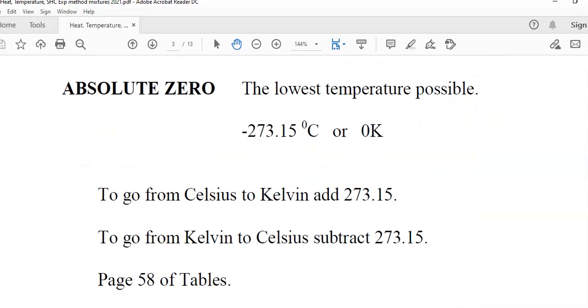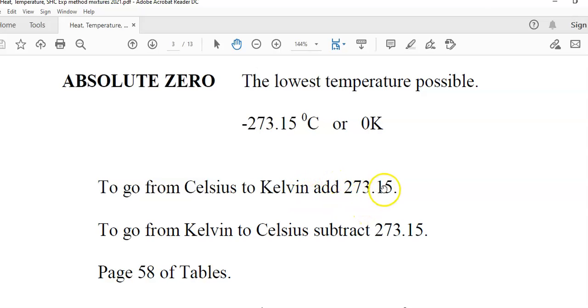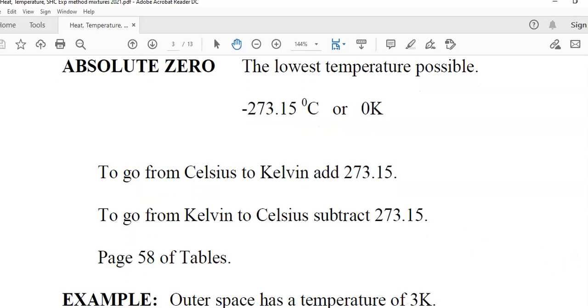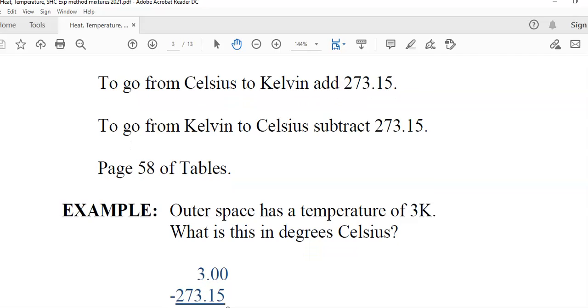To convert from one to the other, to go from Celsius to Kelvin, you add that number, and to go from Kelvin to Celsius, you subtract that number. You really don't have to remember that. You just always have to remember that Kelvin will always be a lower number than Celsius by 273.15 degrees.